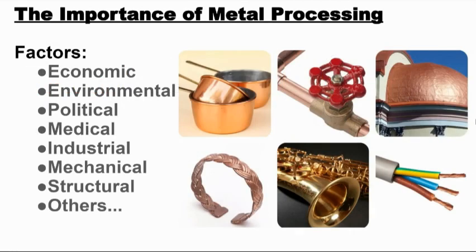The importance of metal processing has so many factors: economically, environmentally, politically, medically, industrially, mechanically, structurally, lots of reasons why if we change the properties of a metal, we can improve the function, the lifespan, the economic value, the importance, and make useful products in material science engineering.